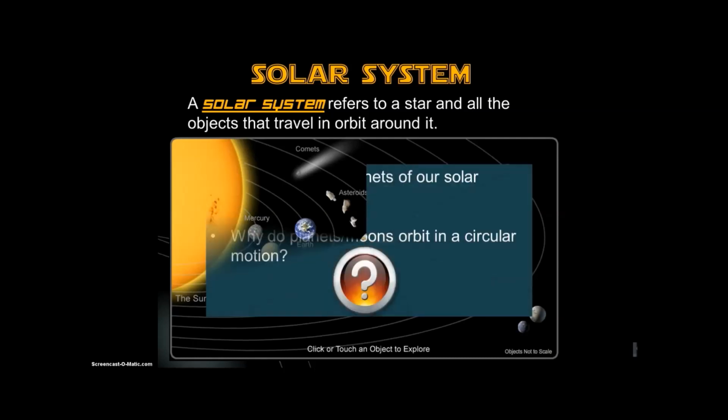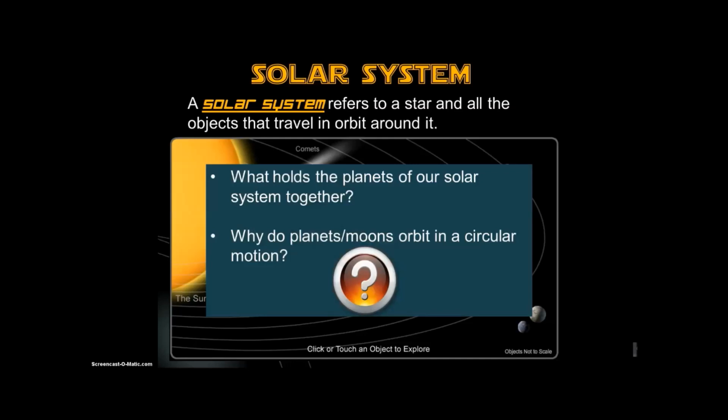I've had students ask me in the past, why do planets and moons orbit around in a circular motion? So gravity is what holds it all together, but why doesn't it all just get sucked into the sun because of the sun's gravity? Well, that goes back to physics.